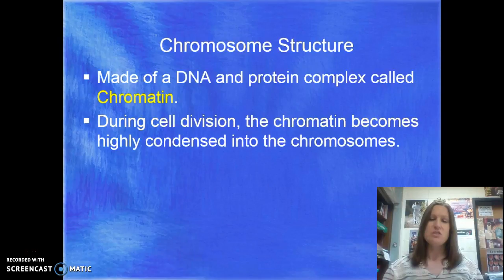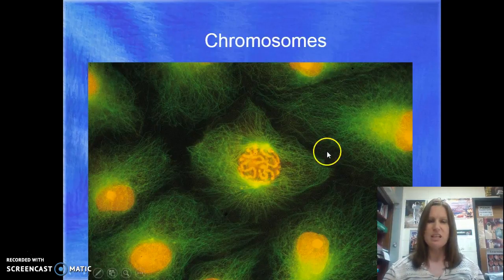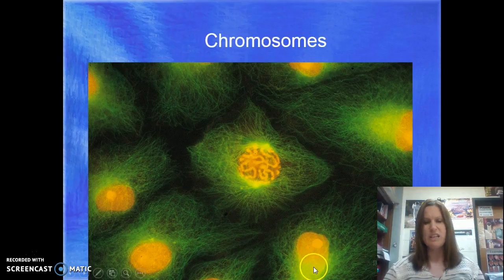Now, during cell division, this chromatin is going to become highly condensed into the chromosomes. When we look at chromatin, it is this long, thin, linear piece of DNA. And right before cell division, it's going to coil up into that picture of chromosomes that we see, which looks like this. Here we can see our chromosomes coiling up, and that's what makes them visible. If we look at this picture down here, you can see the nucleolus right here. And within the nucleus, we just see the chromatin. It's not coiled up, it fills the nucleus, and it's still existing as a single strand.